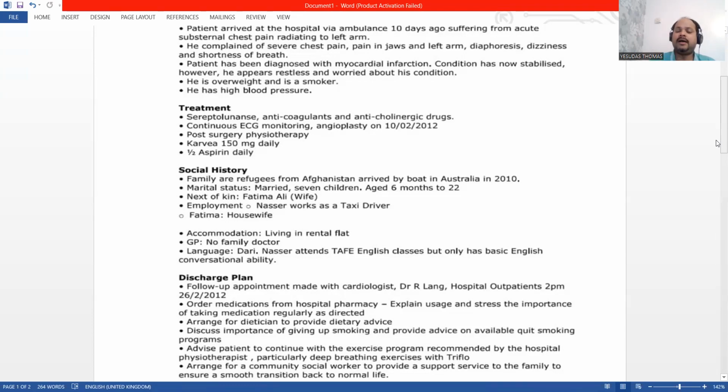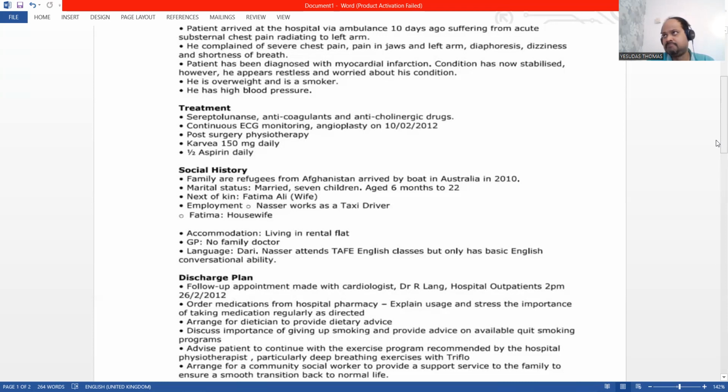From the social history, we can understand that she doesn't work. She is the carer of the children. And the youngest child is 6 years old. So that is another difficulty. And we have the oldest, 22 years old. So we have a lot of children in between. We have 7 children there, and now we have the employment status of Nasser, and he's a taxi driver.